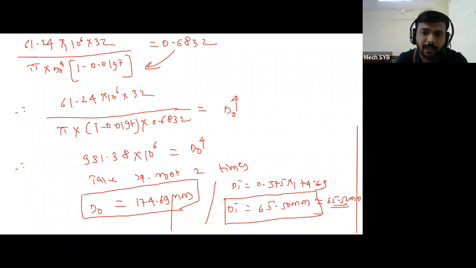You have to write the same answer again by writing that statement. The suitable value of diameter is always the maximum value obtained, which we have to consider for designing the shaft. And therefore, Do is equal to 174.69 and Di is equal to 65.50 or 65.52 mm. Yes, has everyone calculated?